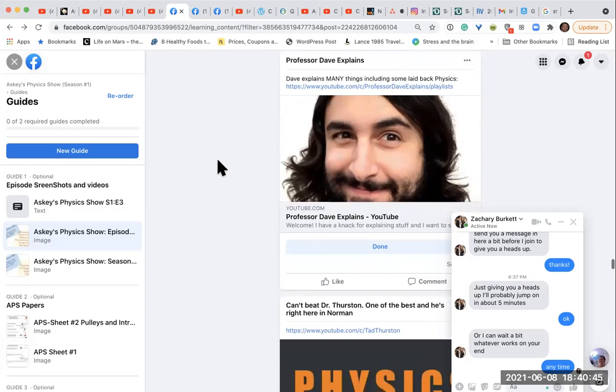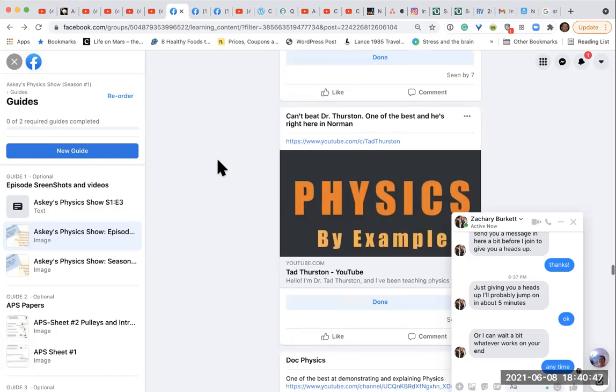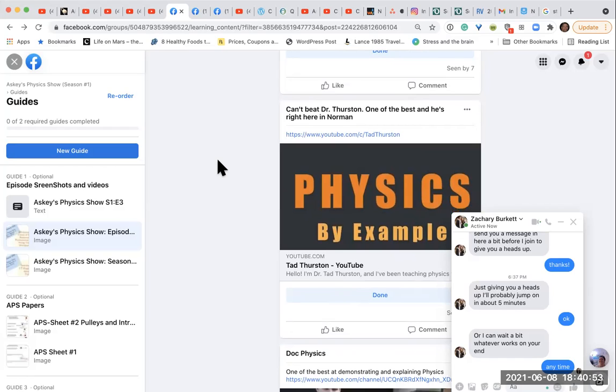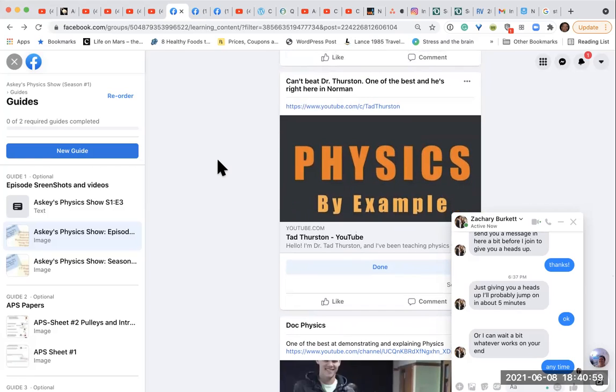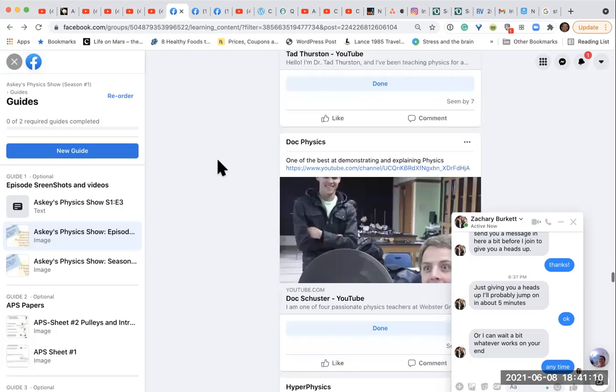Professor Dave, he's good at explaining some things. This is Dr. Thurston, and Dr. Thurston's actually a member of the Facebook group. He's a friend of mine. He teaches astronomy and physics at O-Trip, and he's probably one of the best physics professors in Oklahoma. So he started this last year. He does a pretty better job than me, but this is his physics, and he goes through kinematics and all kinds of stuff in his own way.